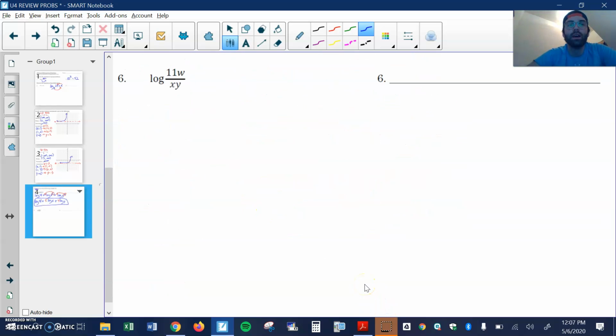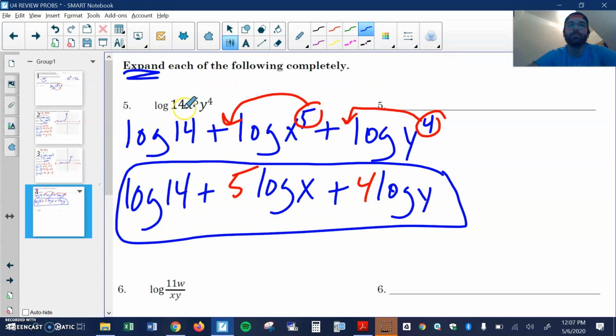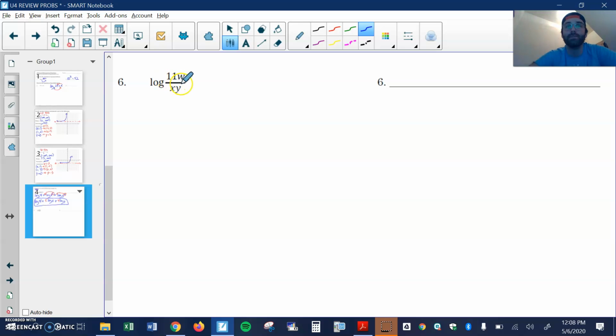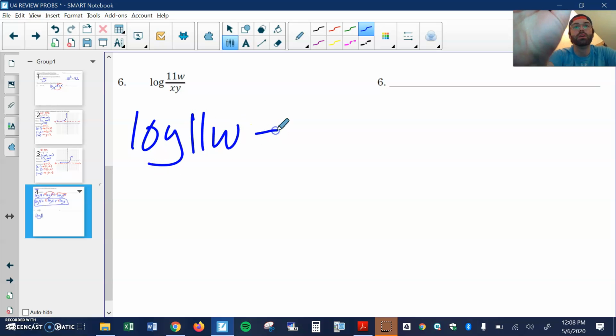All right. So in this one, in my numerator, I have 11w, and I have multiplication going on there, and multiplication going on there, but I have this big division bar. Remember what division means. I'm going to ignore this multiplication for a second and just talk about the division. If multiplication means addition, then division must mean subtraction. Think about this fraction bar. It looks like a subtraction symbol. So I'm going to write this as a log of 11w minus the log of xy.